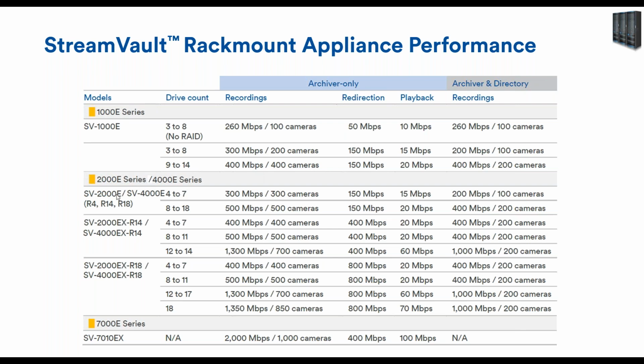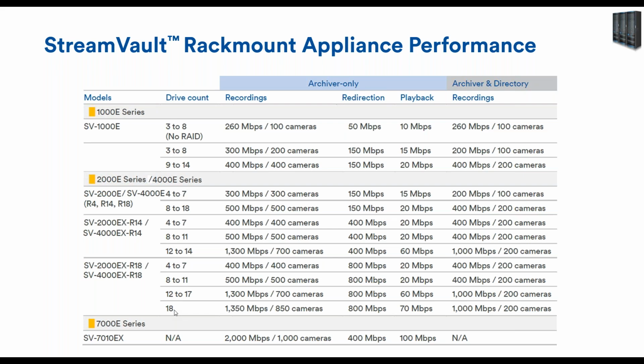If we go with the SV2000, again, when you have 4 to 7 drives, it's only 300 megabit per second. The redirection is 150 and the playback is 15 megabit per second. What I need to point out is the more drives that you have in the server, the more throughput that you can do. So when we were saying that an SV2000 can do up to 1,350 megabit per second, this is because of the number of drives that we have in here.